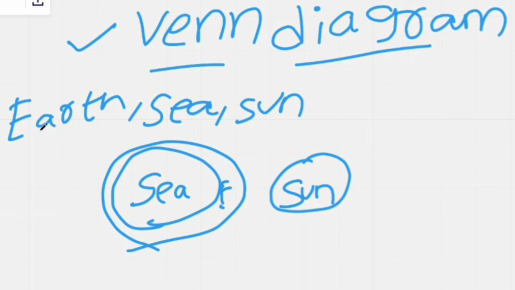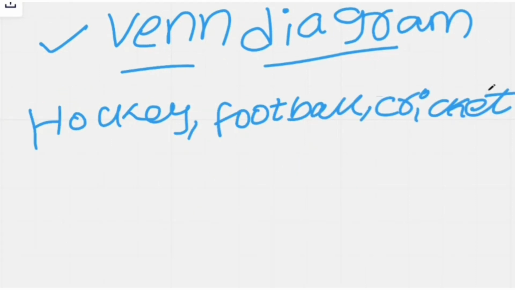Moving forward to the next question. This is the last question. Take more and more examples and practice, and you will get an exact idea of how to draw these Venn diagrams in real examinations. This is the question: hockey, football, cricket. Hockey, football and cricket are three different sports. So draw one circle for hockey, since it is different. Football is different, draw another circle. Cricket is different, draw another circle. This is the way I'm drawing this Venn diagram. Let's see the solution.